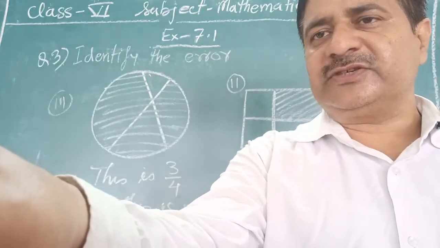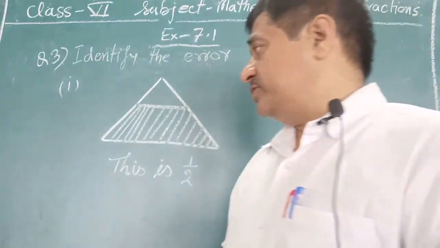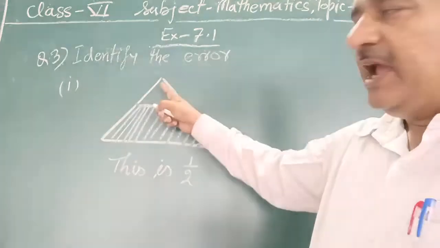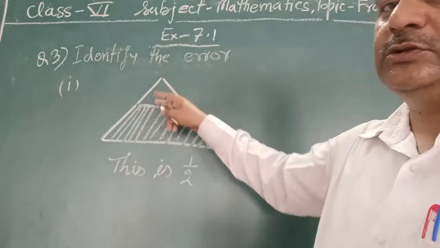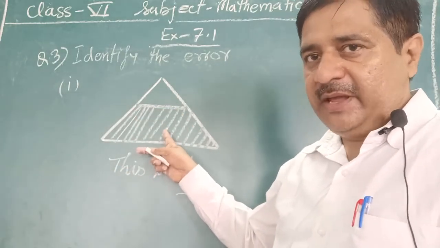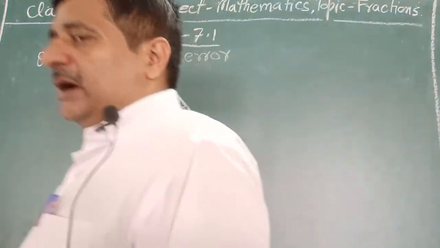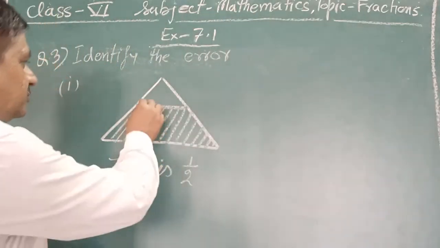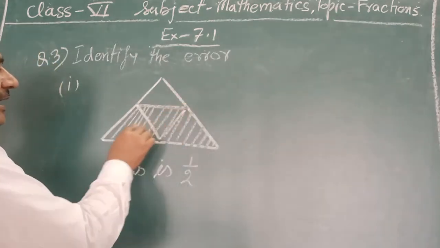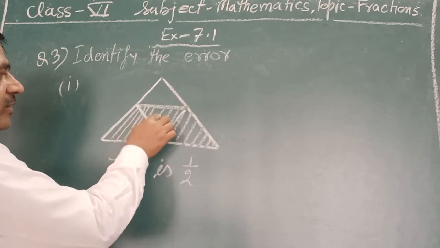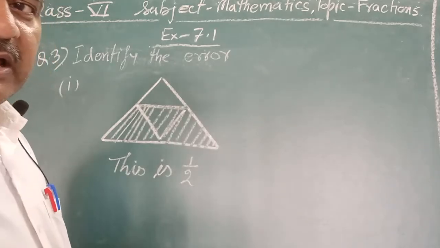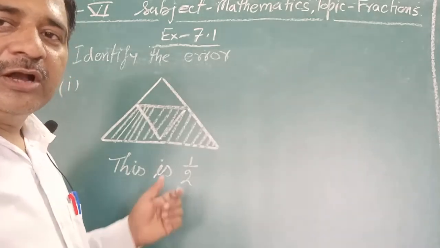Let us solve the first part also. Now students, this is 1 by 2. This is a triangle, and the triangle has 2 parts, but both parts are not equal. This part is very small and this part is very big. If you want to make equal parts, it becomes like this. Then here 3 parts will be shaded, so this is 3 by 4, not 1 by 2.